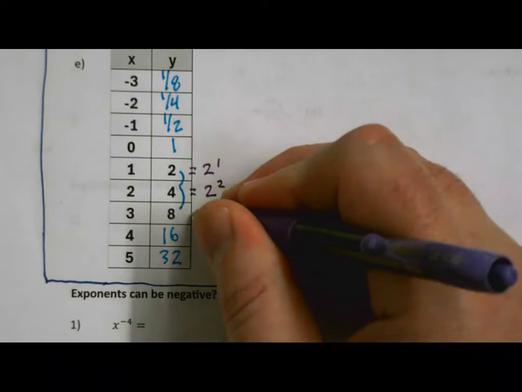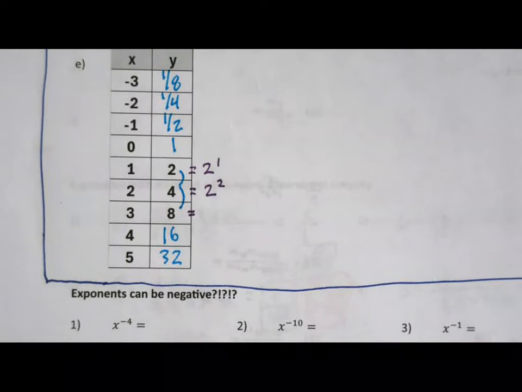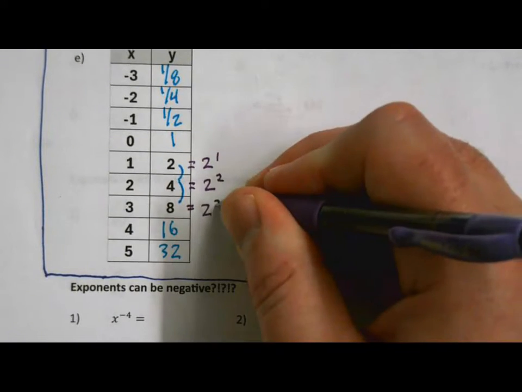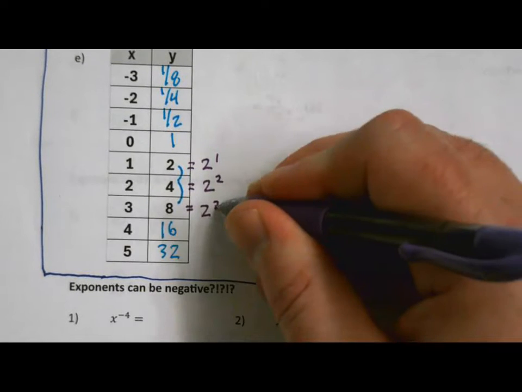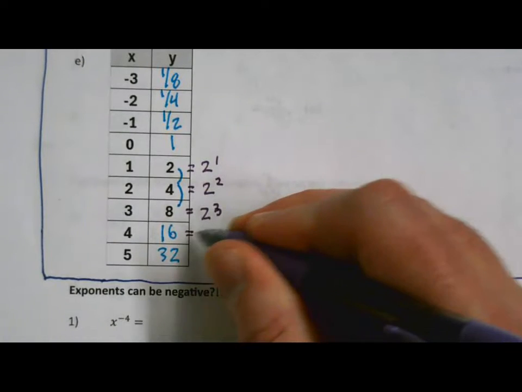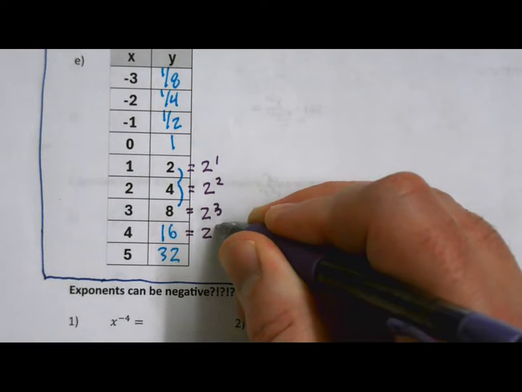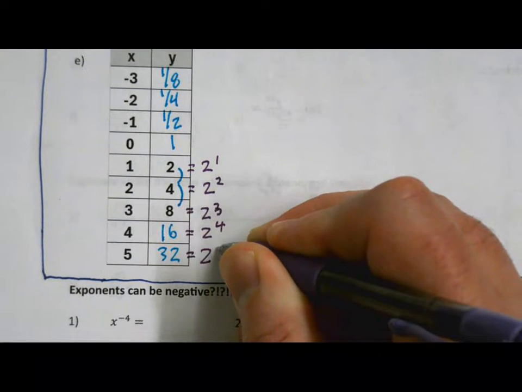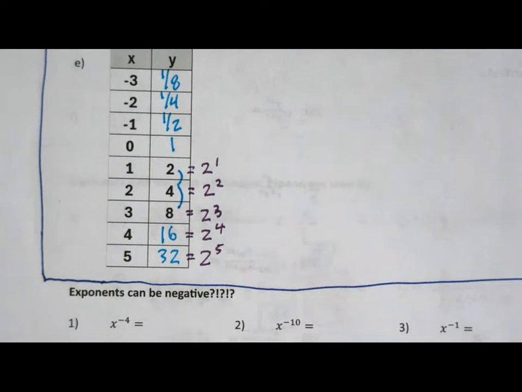Ooh, is there a pattern here? What power would I put on a 2 to make it equal to 8? 2 to the third is equal to 8. That's a 3. What power do you suppose I put on a 2 to make it equal to 16? 4. And to make 32, we would do 2 to the 5. Huh, interesting.